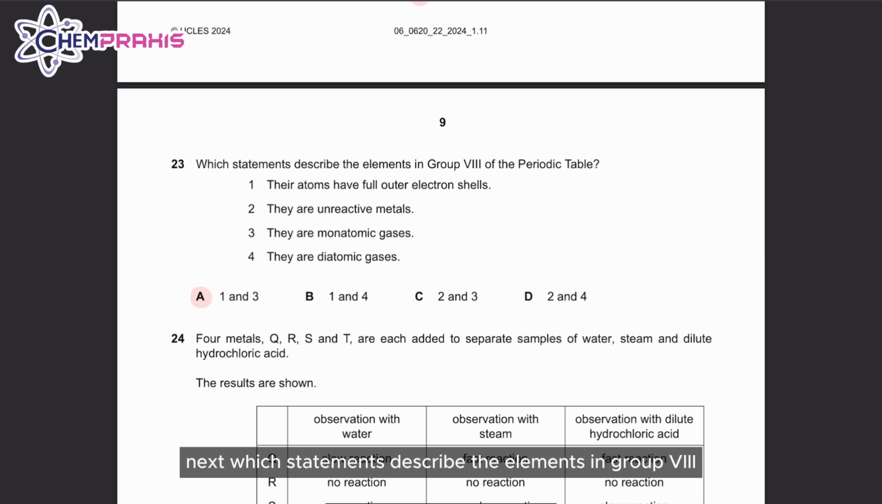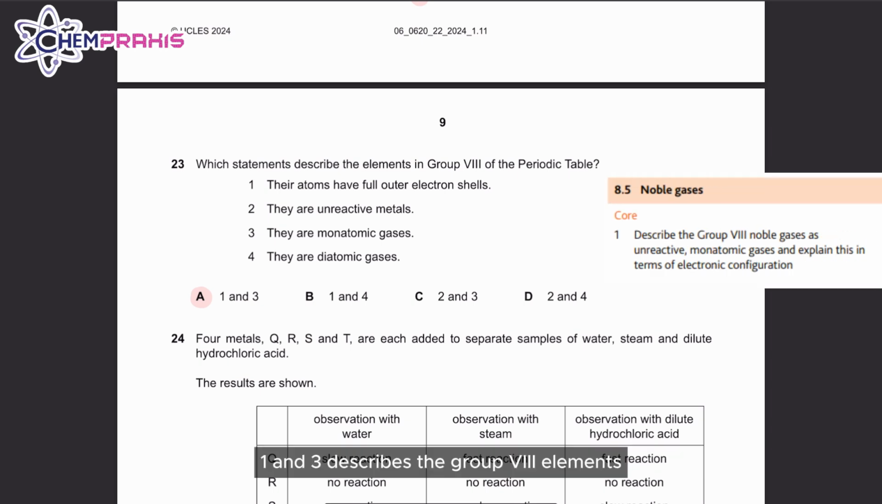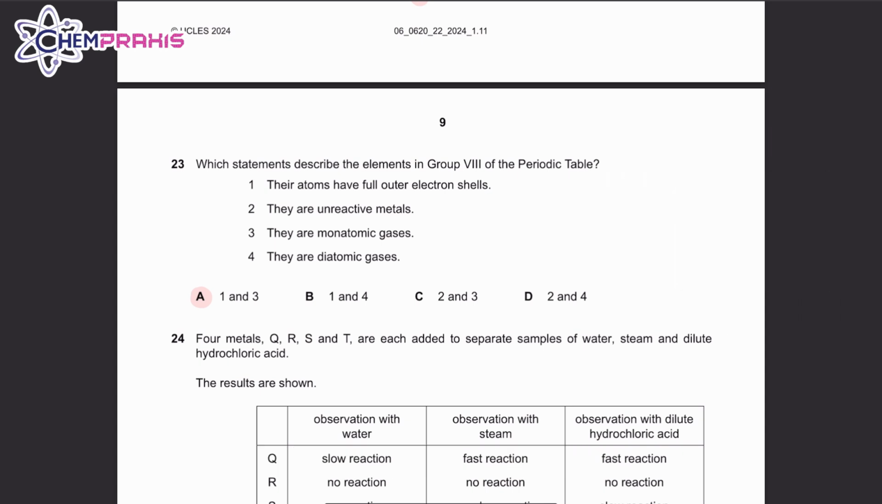Next, which statements describe the elements in group 8 of the periodic table? 1 and 3 describe the group 8 elements, and hence your answer will be A.